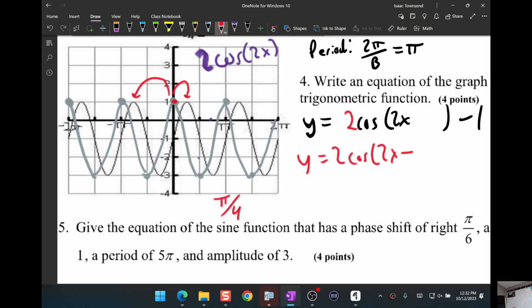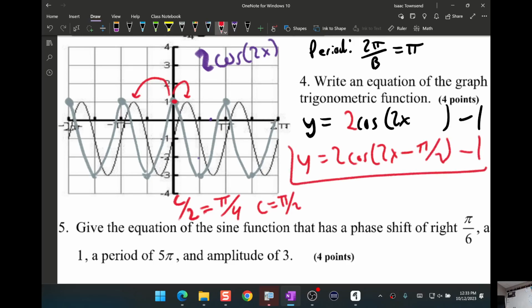And the formula for phase shift is c over b. But b has already been predetermined to be 2. But if you set these equations equal to each other, you can solve by multiplying both sides by 2. So if you did cosine and you don't reflect it over the x-axis, the last piece would need to be right pi over 2, so that it goes right pi over 4. Is that okay? Yep.